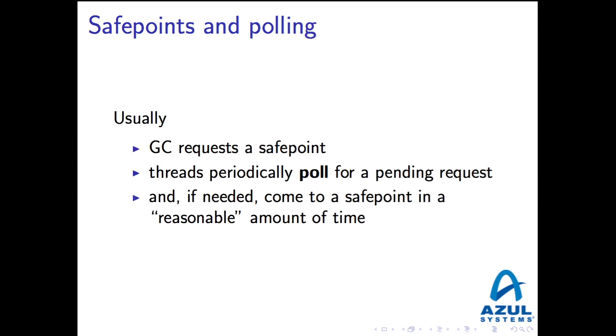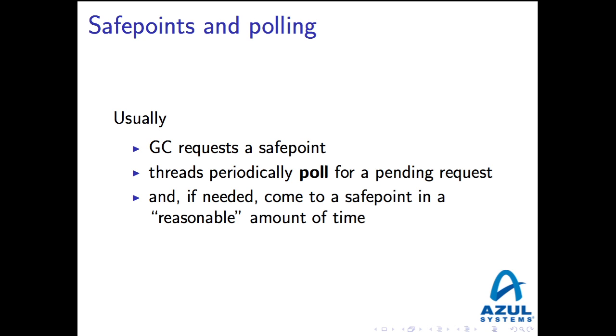The way this works operationally, one usual implementation strategy is we get the GC to ask an application thread to come to a safe point by setting a flag somewhere. Application threads periodically check if that flag is set, if there's a pending safe point request. And if there is, the thread comes to a safe point and then effectively stalls. Application threads need to come to a safe point in a reasonable amount of time, so that dictates how frequently you need to place the polls.